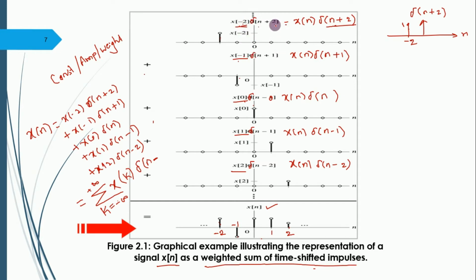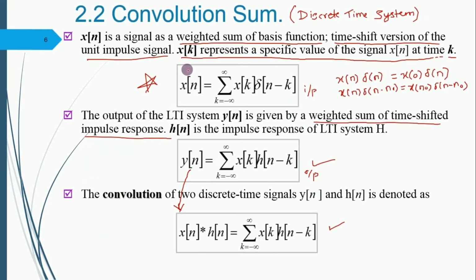Whatever comes over here, the same thing is coming over here. Minus 1, here also minus 1, because in general it is n minus of minus 1. Here 0, here also 0. Here 1, here also 1. Here 2, here also 2. So here k, here also it should be k. This is what x of n is. That is what is written here. This is the mathematical function that we had written.